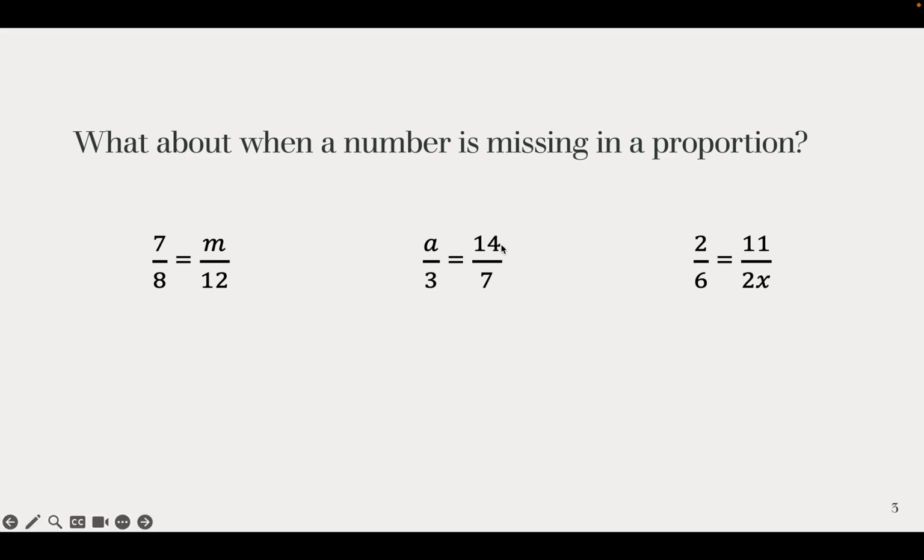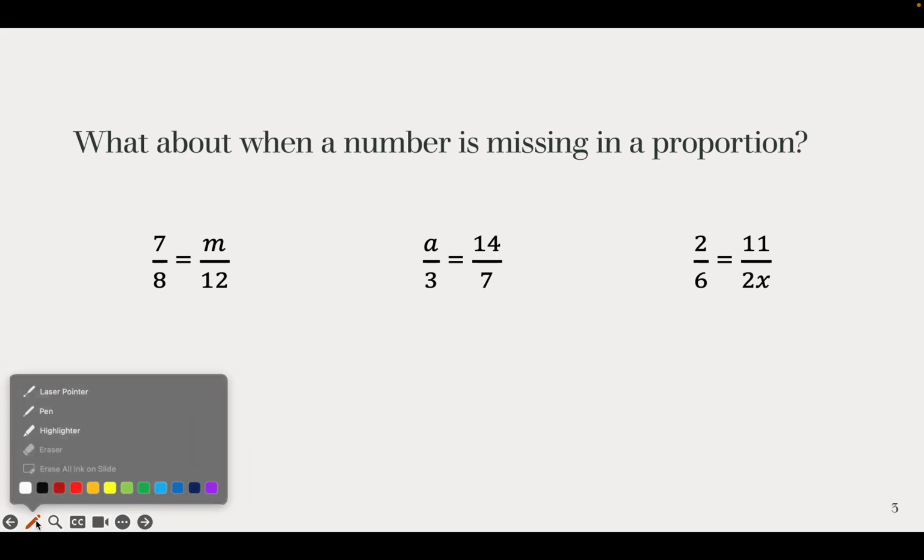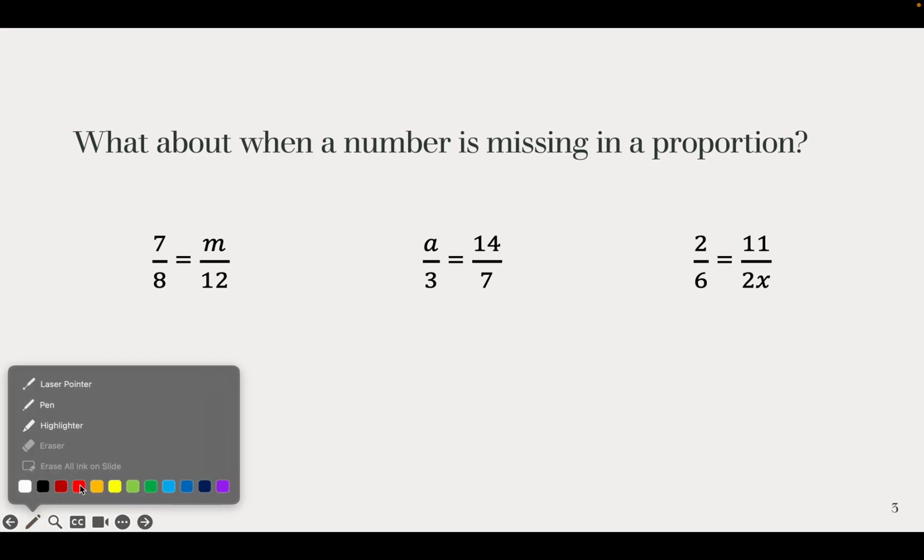What about when a number is missing in a proportion? How can I find out what that missing number is? The key is to cross multiply and divide. It's pretty simple. Once you do it a few times, it gets to be old hat.